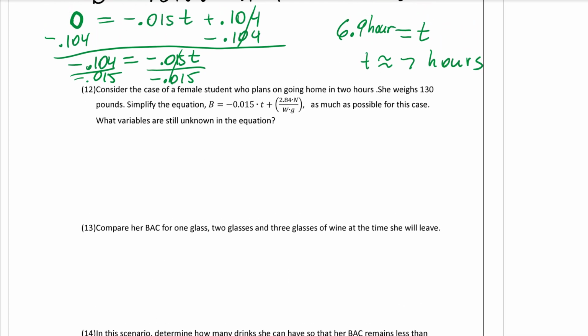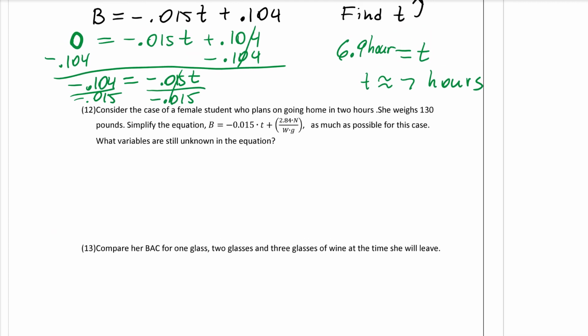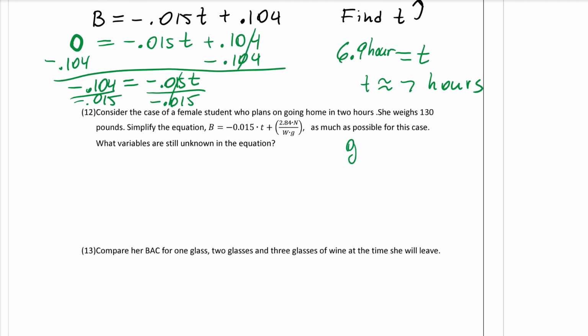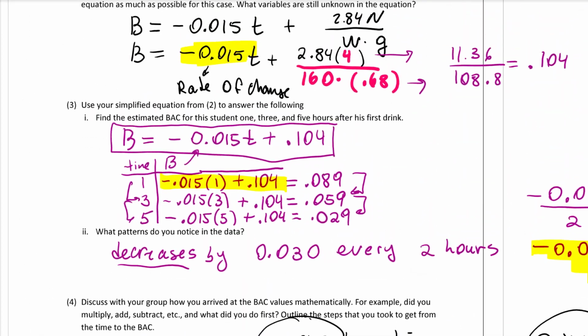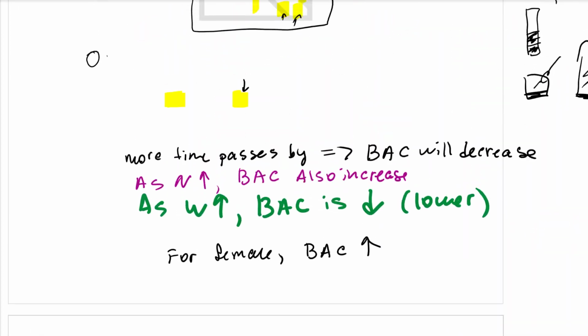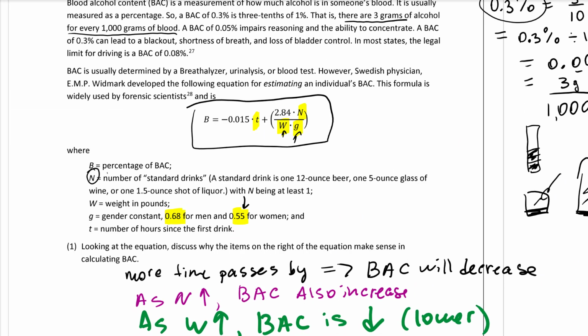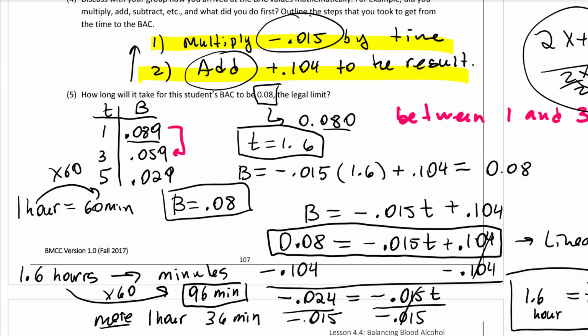We're going to consider the case of a female student who plans to go home in 2 hours. She weighs 130 pounds. Simplify the equation as much as possible for this case, and what variables are still unknown? All right. So the information that we need, we're looking at a female. So the gender constant is 0.55, I think. Let me just go back to double check. Oh, that's far. Here we go. So the gender constant is 0.55.